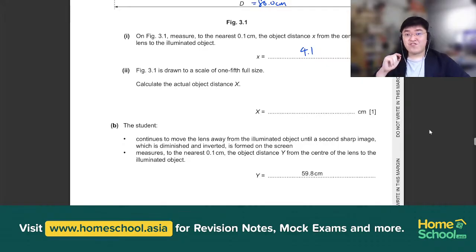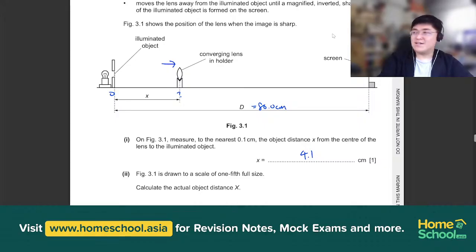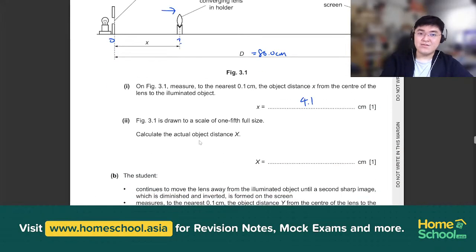Figure 3.1 is drawn to scale 1/5 of the full size. So this is scale 1/5, okay? So everything over here that you have seen and measured is a fifth smaller than the real thing, which means everything here represents something that is 5 times larger. So we have to calculate the actual object distance, big X.